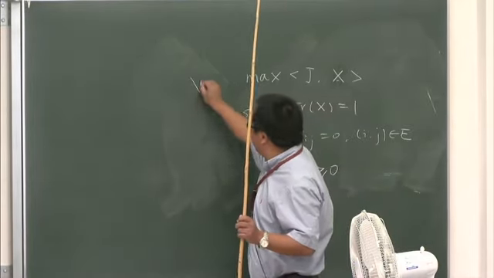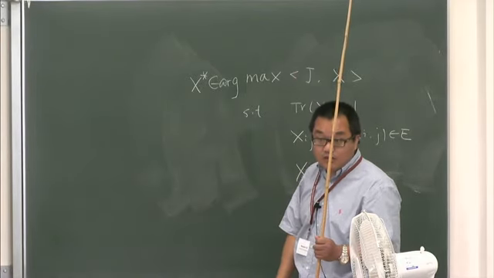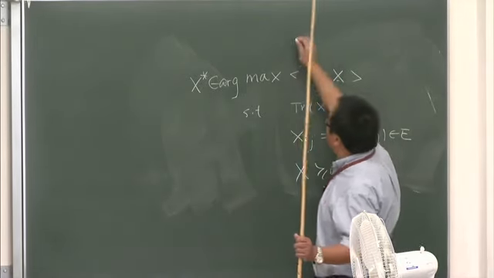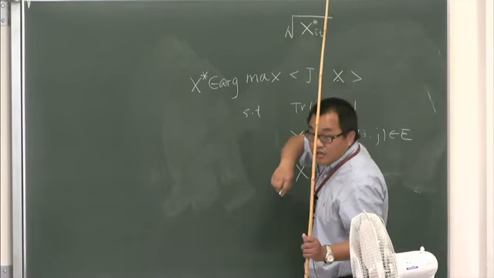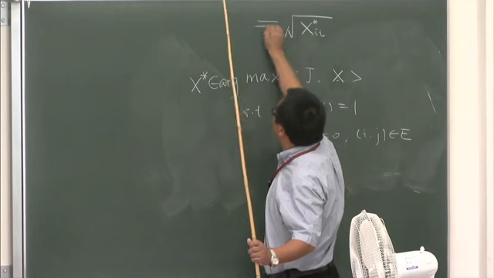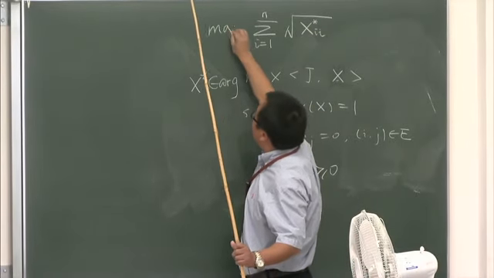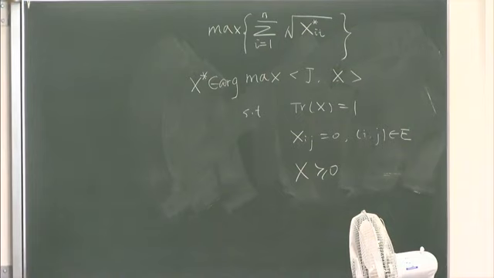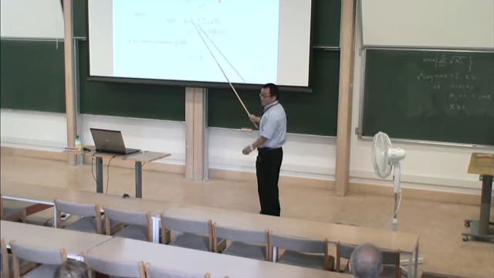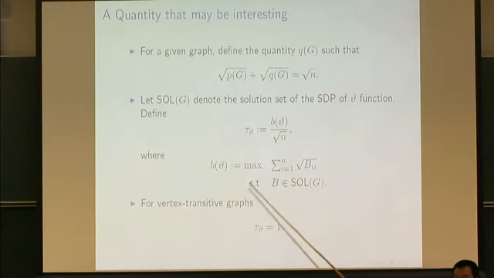Suppose I have a solution to that. I would like to know the quantity of this. For the optimal solution, the square root of the diagonal elements, I sum them together. I want to maximize this quantity. And we will see why we need this quantity. So this is the quantity that I would like to calculate. Of course, I think it's very difficult to calculate.